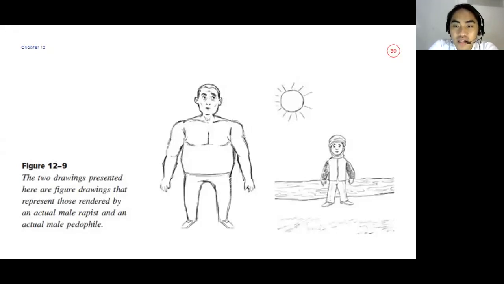The picture on the left here is drawn by an adult male. He is a rapist, and he drew big, burly, strong dominance. That's the way that he sees himself. Now, most people are just going to draw a stick figure, or if you're going to be artistic, they probably wouldn't draw themselves like this, like there's no shirt. And that tells me something about the person, or that tells you something about the person.